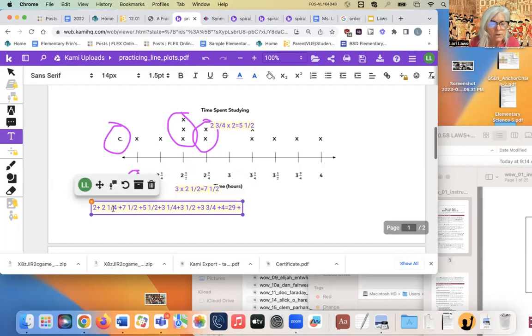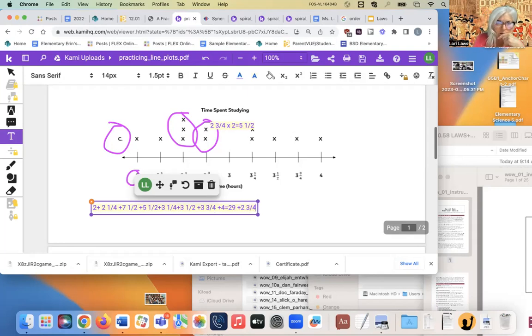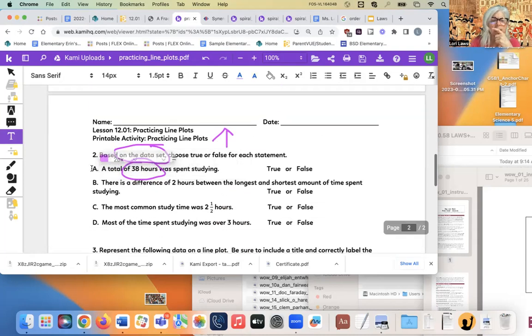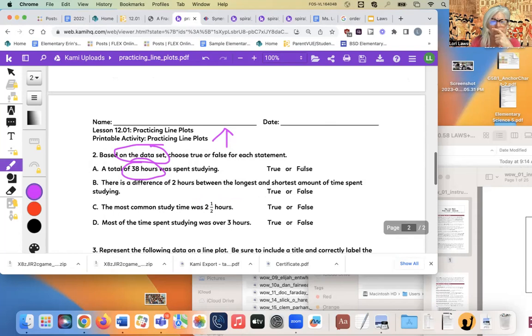Let's put the quarters together. 1/4 plus this 1/4 is 1/2. 1/2 and 1/2 is 1. So we got 1 1/2 plus another half is 2 plus 3/4 is 2 3/4. Okay. So that's 29, 30, 31 3/4. Is that the same that we got last time or not? So this is not accurate. We're going to go over here and say false. Next: there's a difference of 2 hours between the longest and shortest amount.